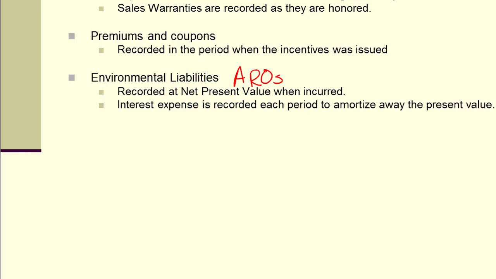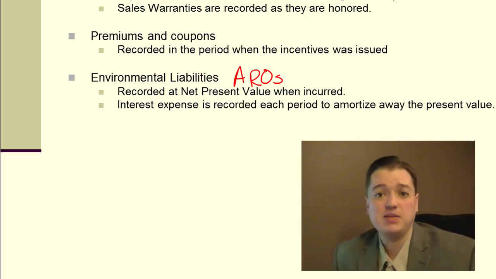Since we've recorded it at net present value, then over time, as we get closer and closer to the day when we actually have to do the cleaning, we have to amortize away that discount because we've recorded it at less than we think we're really going to have to shell out. So we record interest expense over time on this asset retirement obligation, and it just becomes a normal interest expense as this ARO grows.